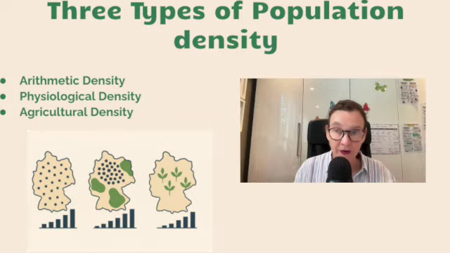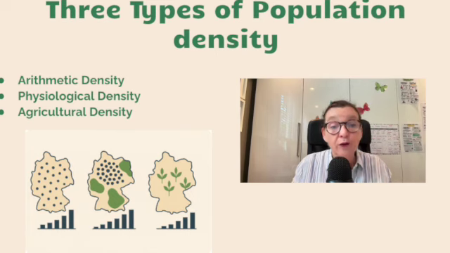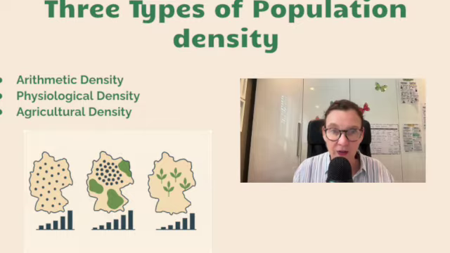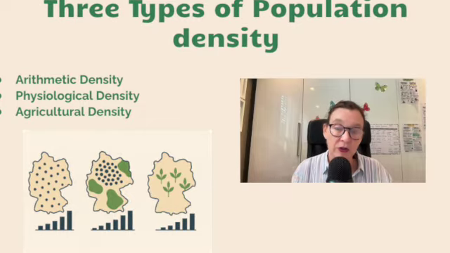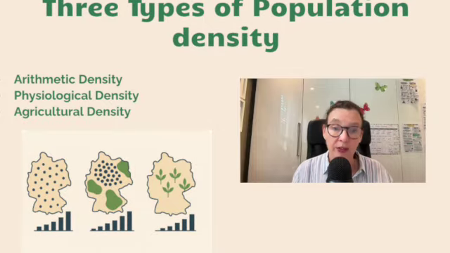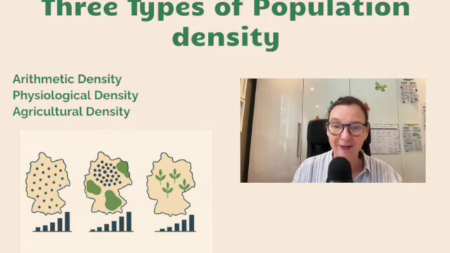A low agricultural density usually means the country has advanced farming technology, so fewer farmers are needed to work the land. And this is typically in developed countries. A high agricultural density means that more farmers are needed, which is common in less developed regions where farming is more labor intensive.